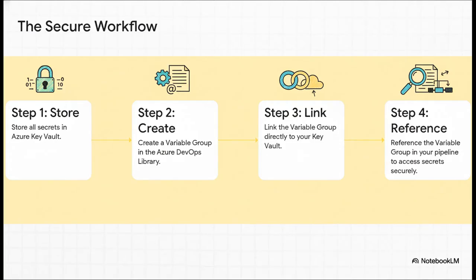And here's how you actually do it. It's a pretty simple 4-step process. First, all your secrets go into a secure vault. Then, you create what's called a variable group in your DevOps library. Step 3, you link that group to your vault. And finally, your pipeline just references that group to get the secrets it needs. That's it. No more secrets hiding in your code.